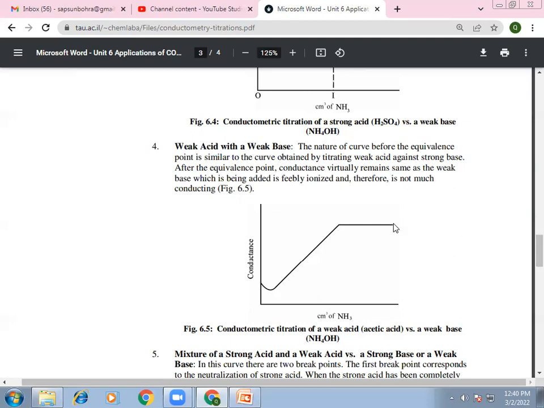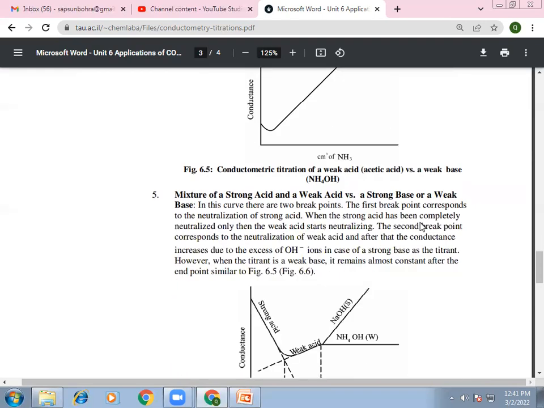be remaining same. After the equivalence point, ये आपका equivalence point है, यहाँ पर इसके बाद में आपका conductance जो है वो virtually same रहेगा, because weak acid जो है ammonia which is feebly ionized, इसका ionization बहुत कम होगा and therefore it is not much conducting. Okay, so this is a conductometry titration curve of weak acid versus a weak base.